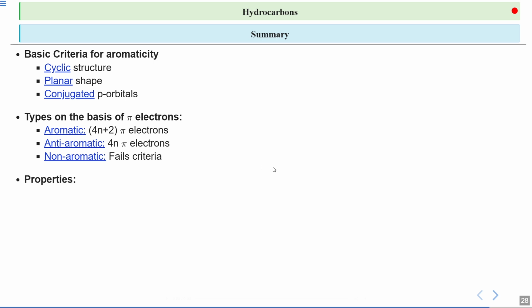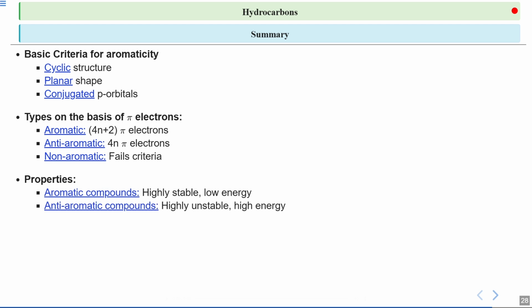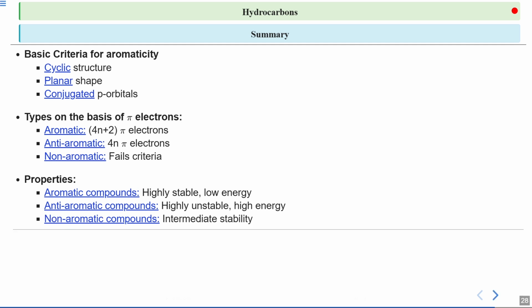Moving on further, we talked about the properties. Aromatic compounds are highly stable and have low energy, whereas anti-aromatic compounds are highly unstable and have high energy. And non-aromatic compounds have an intermediate stability between aromatic and anti-aromatic compounds. So this wraps up our overview of aromaticity.